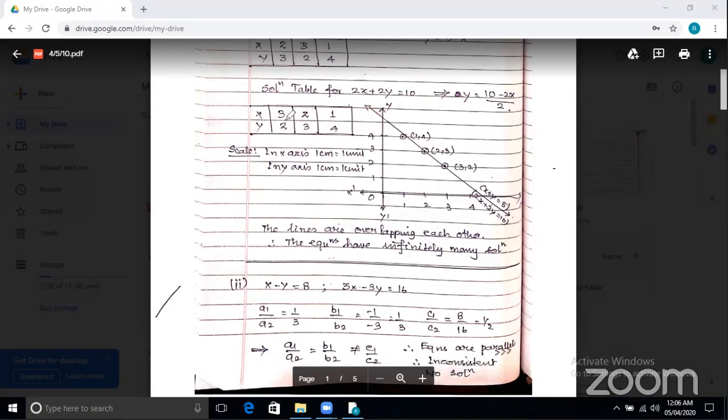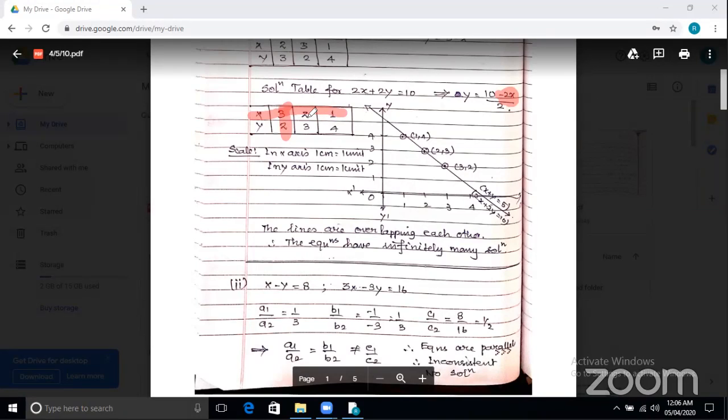Okay. Now take any value for x. I have taken here 3, 2, 1. Accordingly, what is the value of y? For 3, it will be 2. Why is it 2? Because if you put x is equal to 3 here, it will be minus 6. 10 minus 6 is equal to 4. 4 by 2 is equal to 2. Any doubt?